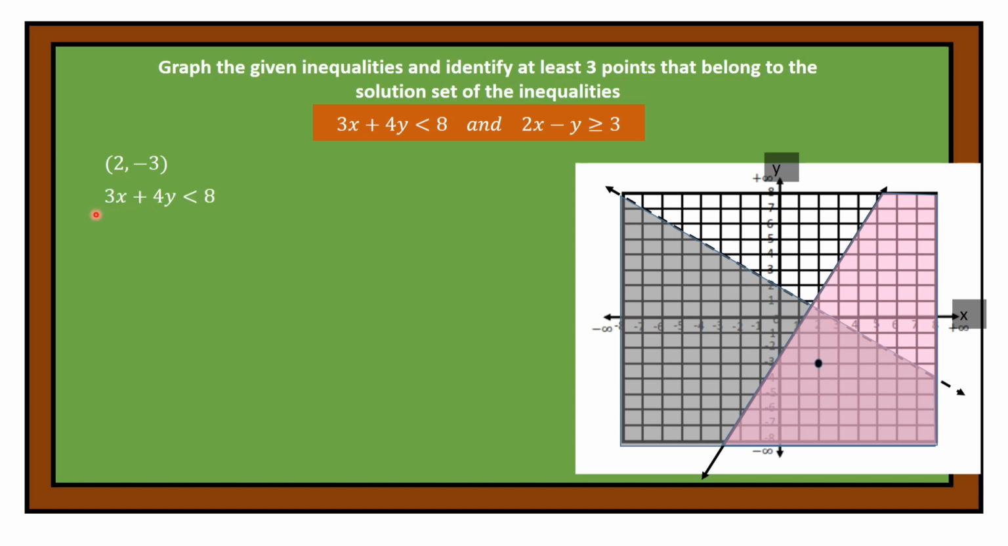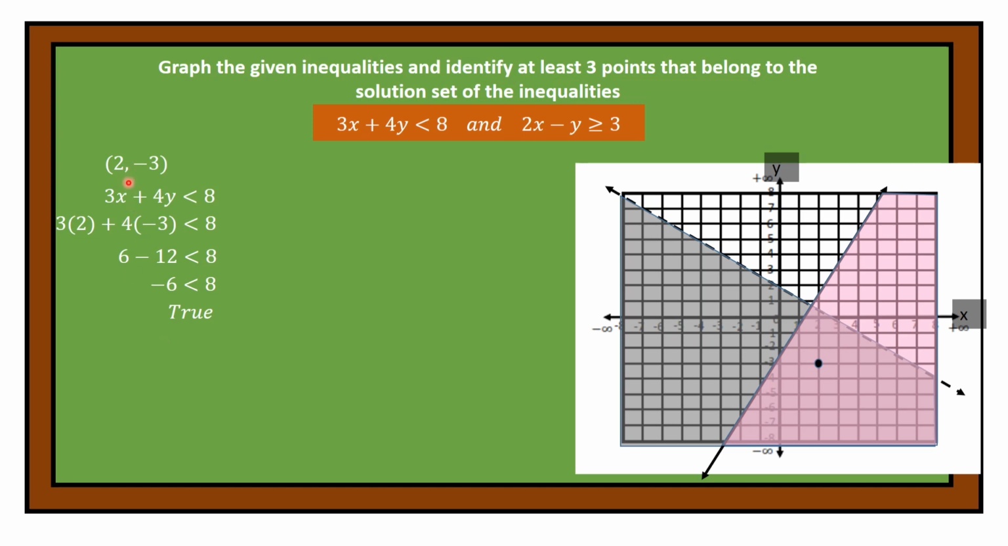Para sa first linear inequality, we have 3x plus 4y is less than 8. So, 2 will be substituted as the value of x, and then yung negative 3 naman para sa value ng y. Kaya ito ay magiging 3 times 2 plus 4 times negative 3 is less than 8. So, isolve natin. We have 3 times 2 is equal to 6, and then 4 times negative 3 is equal to negative 12. And then copy is less than 8. So 6 minus 12 is equal to negative 6, and then copy is less than 8. So as you can see, this is true.